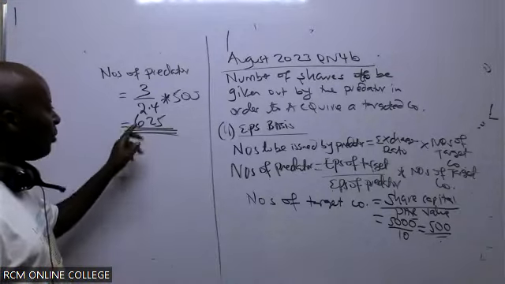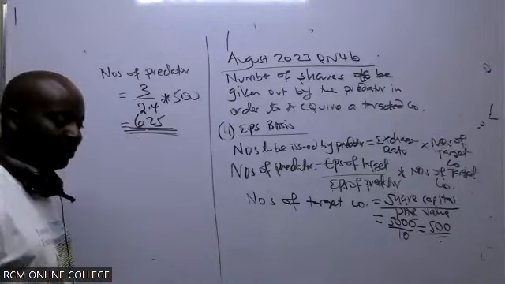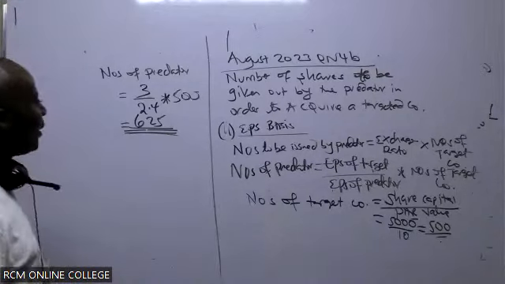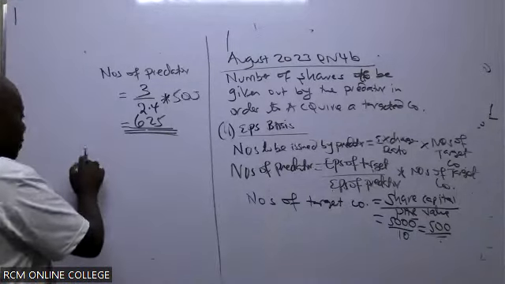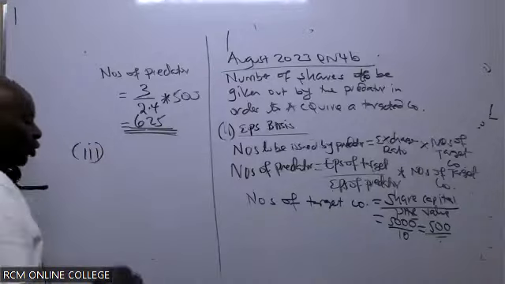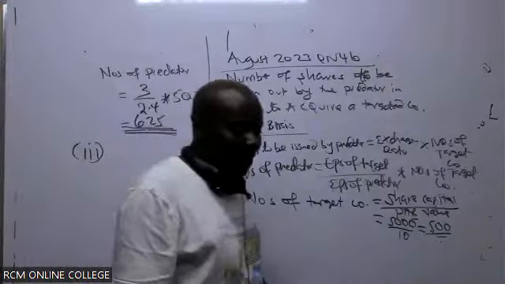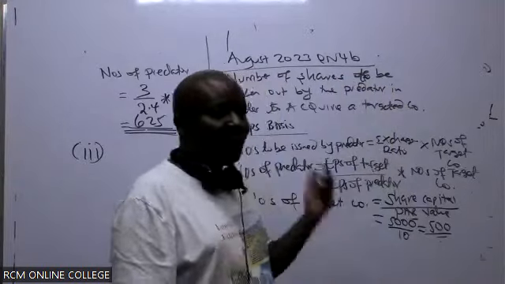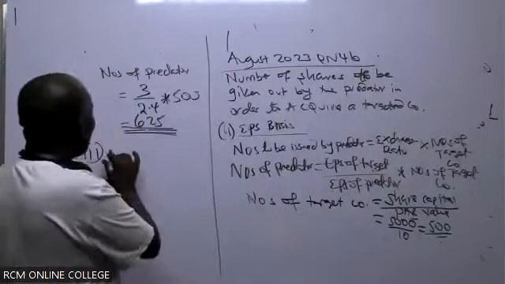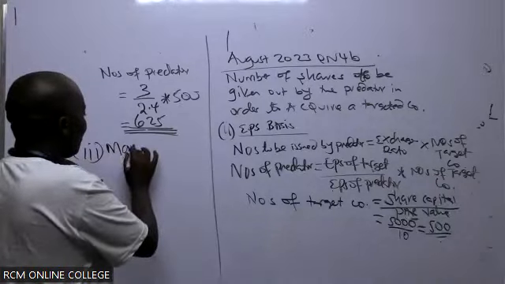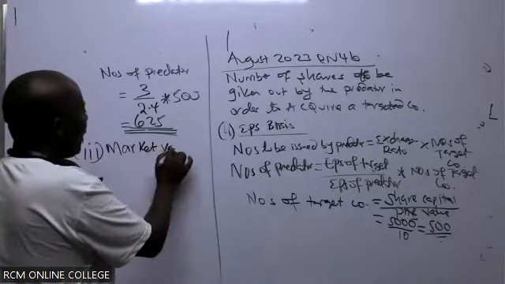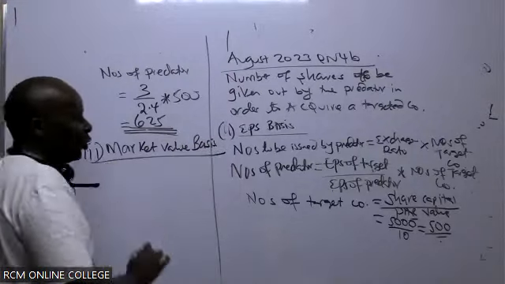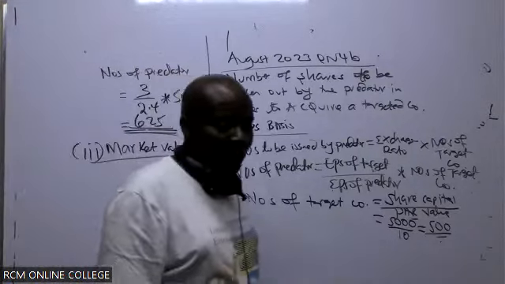So Oscar, are you able to see where you went wrong? Already I can see you have a figure. Now from there, we go to another basis. So number 3, we go to another basis. Now this time round, they want you to use the market value basis. Let me keep quiet for a minute.